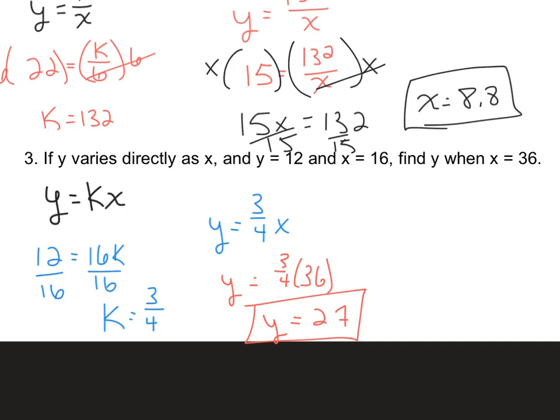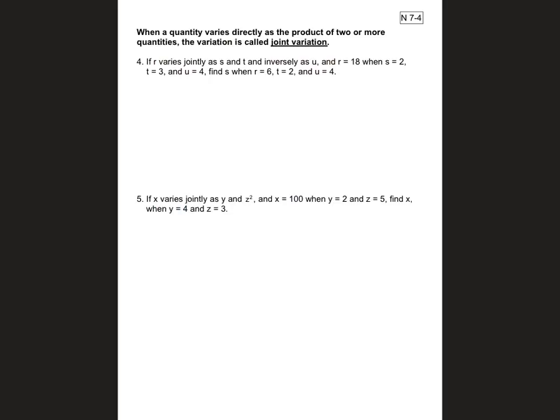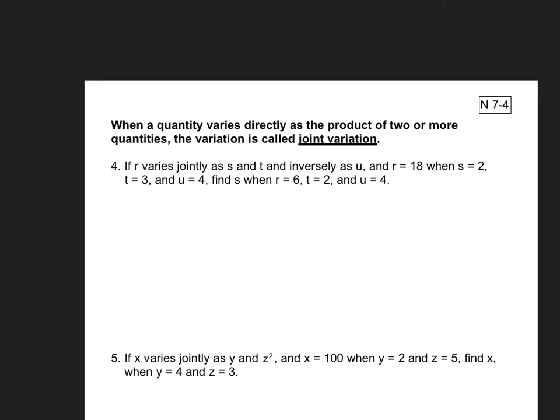Take your time, watch your math, and hopefully you've downloaded Desmos by now and you're using that to help with some of this stuff. But a lot of you have phone calculators that can do some of the simplifying too. So let's move on to the second page. This is a little bit different, but not much. Okay, it says when a quantity varies directly as the product of two or more quantities, the variation is called joint variation.